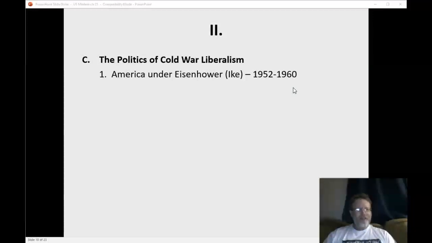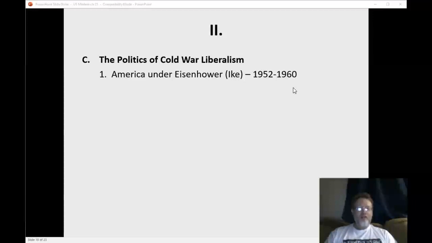I like Ike. That was how it would go. And Ike was actually a good president. He was a good president, he served 8 years. During this entire 30-year period from the 30s to the 60s, he is the only Republican president. All the others are Democrat.